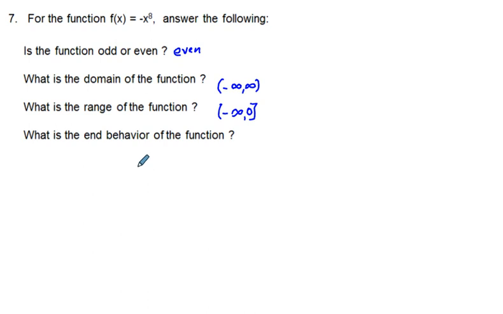What's the end behavior of the function? As x approaches infinity, f of x approaches negative infinity, and as x approaches negative infinity, going to the left, f of x also approaches negative infinity. Negative infinity both ways.